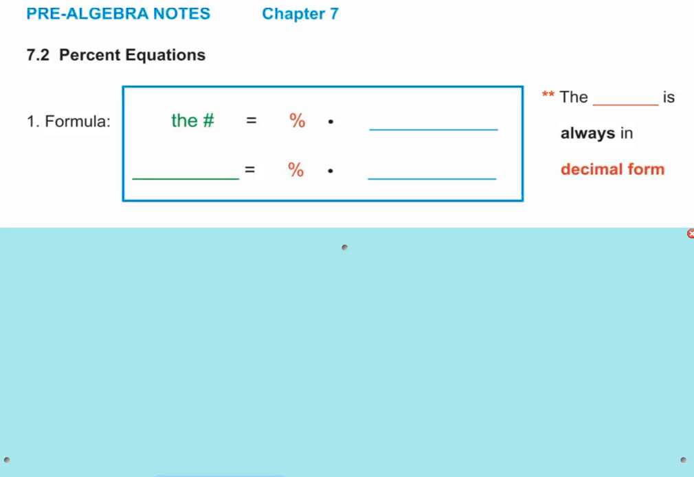All right, so 7.2 percent equations. This is the foundation to almost all percents. And quite honestly, it's not hard. It really is not hard.